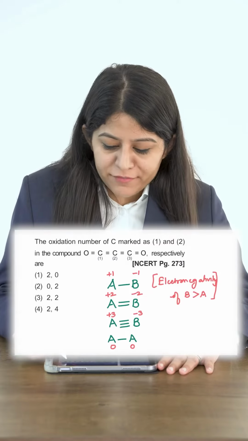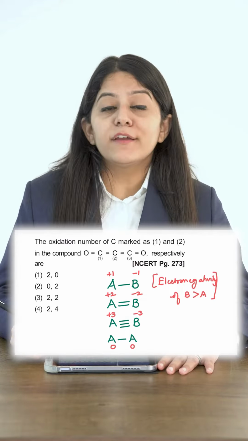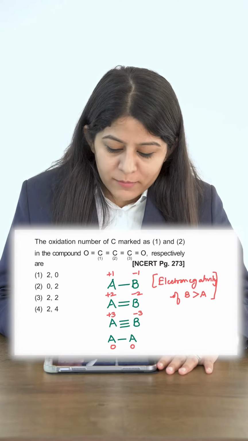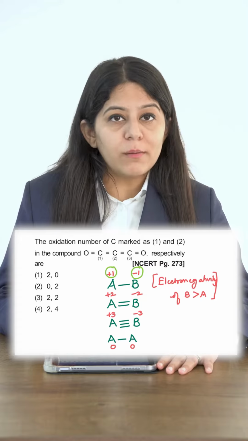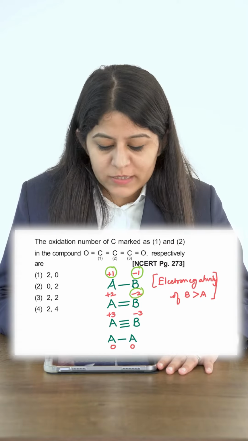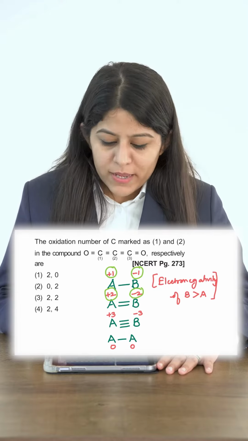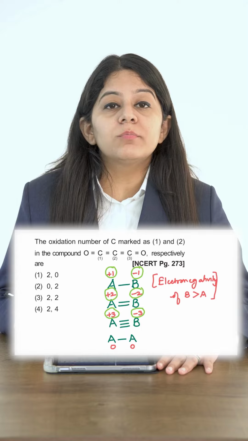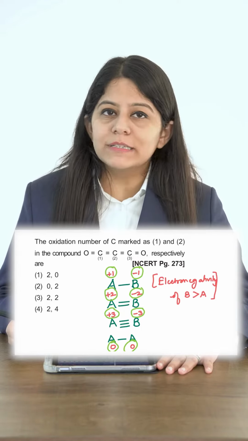Let's see an example. For example, if we have two atoms A and B and there is a single bond between them, and if B is more electronegative than A, then the more electronegative atom will get -1 and the less electronegative atom will get +1. If we have a double bond, there will be -2 over the more electronegative atom and +2 over the less electronegative atom. If we have a triple bond, then -3 and +3. But if the bond is between the same atoms, then the contribution towards oxidation number is 0.